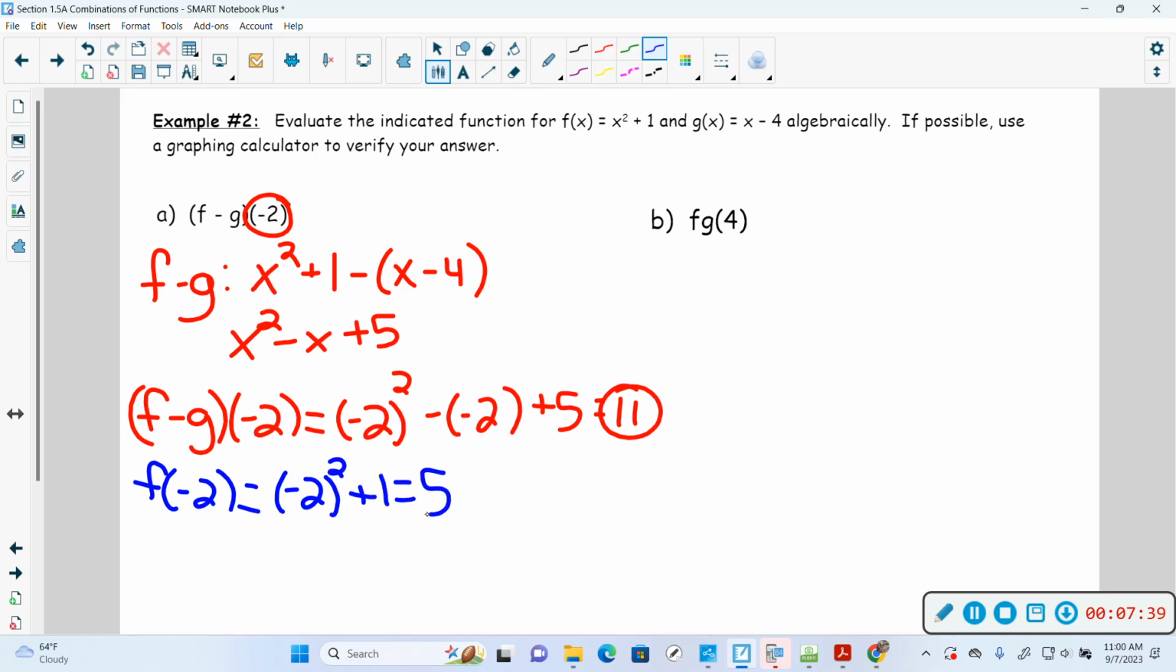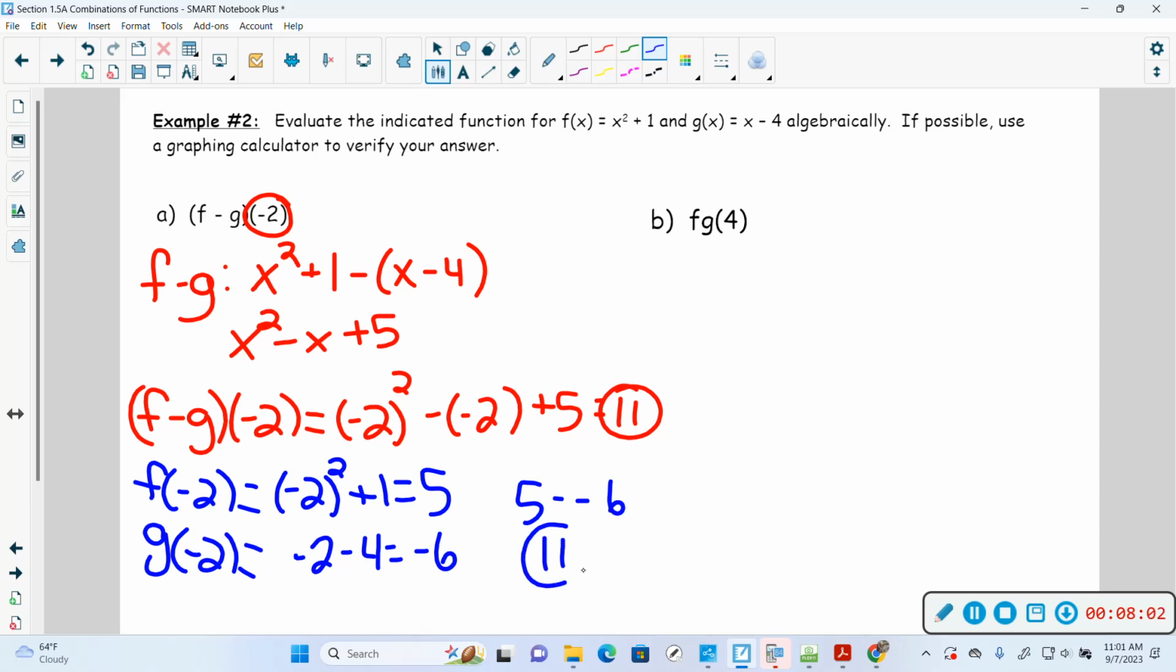Then I'm going to do G of negative 2, which again, I can do in my head. What's negative 2 minus 4? Negative 6. I'm going to write it down. And then what do you get when you subtract these answers? Oh, 11. So does it matter how you do it? You get the same answer, whether you subtract the given functions and then plug the number in, or you put the number in and then subtract. Same thing.